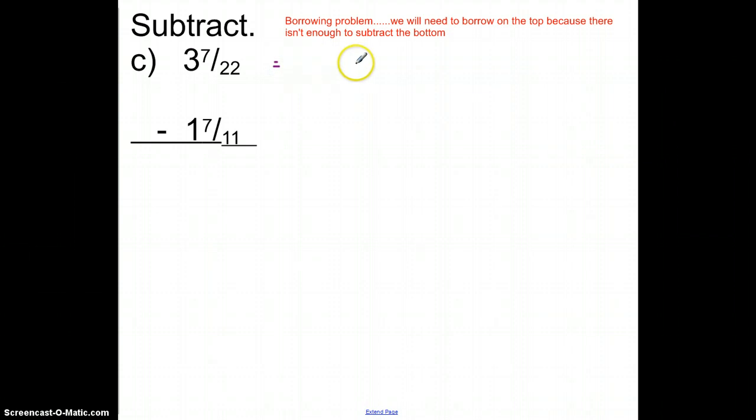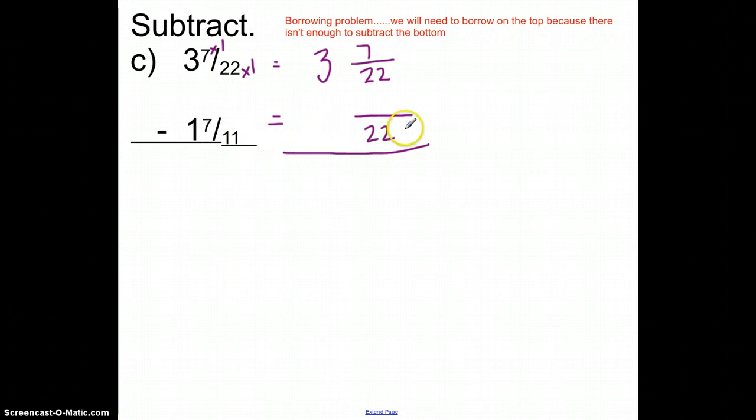So in this one, I'm going to skip a little space and make my line. And 22 and 11, the smallest number that 22 and 11 will both go into is 22. So on the bottom, multiply by 1, which will give you 7 here, and then 3. This one is going to be multiplying by 2, which will give me 14 here and 1 here.